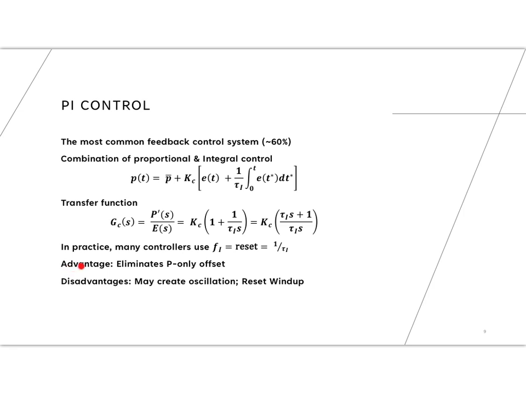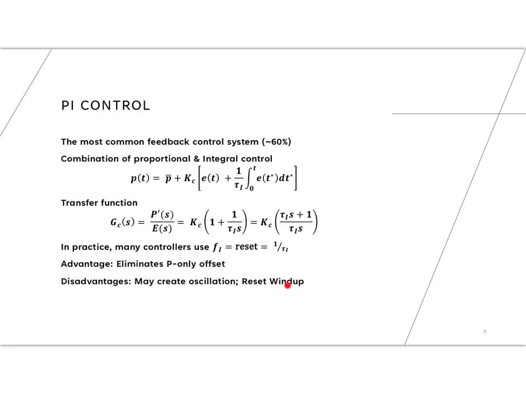Now, the advantage here is clear. It's going to eliminate that offset we had with P only. But there's a disadvantage, okay? This may, in fact, create oscillation in a system that wasn't oscillating before. If I had just left it alone, it would have gone to a steady state, not the steady state I wanted. Now then, I'm creating oscillations. Sometimes that's not a problem, sometimes it is. Now, it won't always create oscillations, but it can.